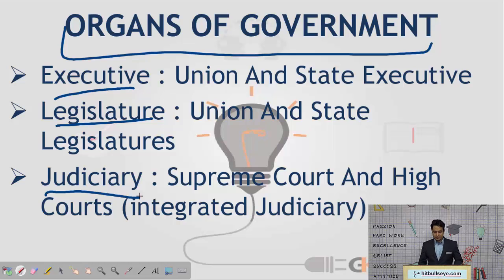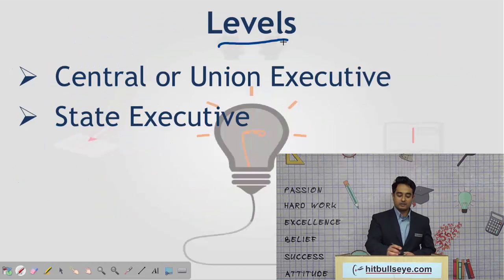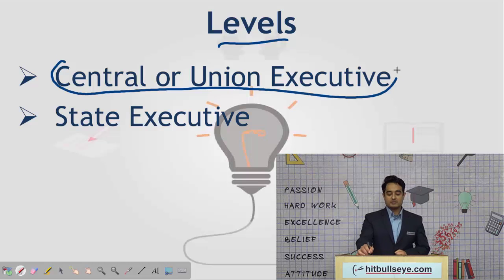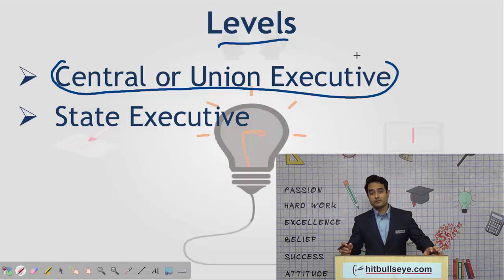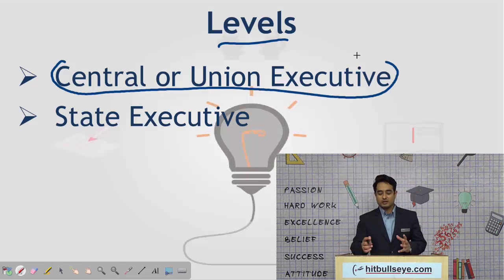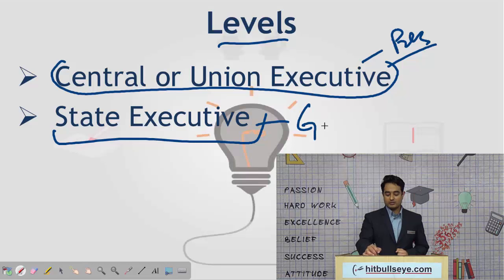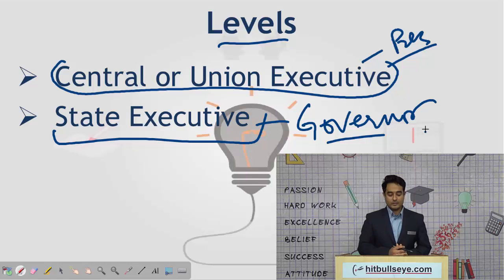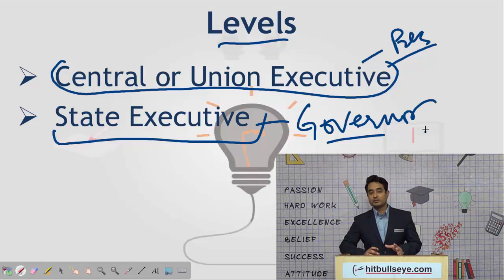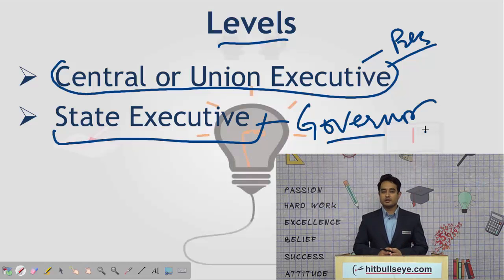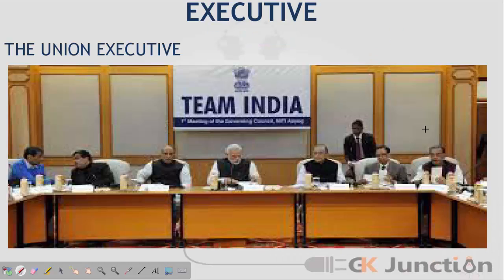And further, the executive is divided at different levels. The first one is the central or union executive. This is headed by the president, and the state executives, which are headed by the governor. The state executives are present in all of the 29 states of India, as well as two union territories. Those are Delhi and Puducherry.